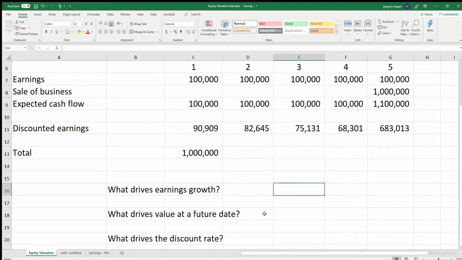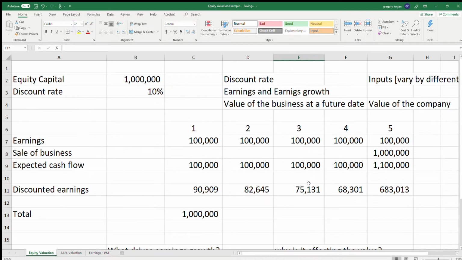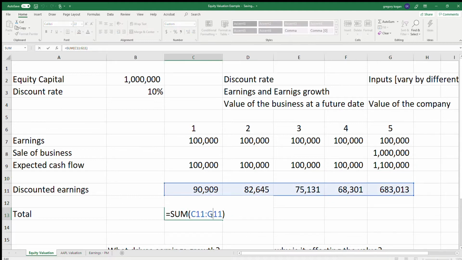So the earnings growth, first of all, why is it affecting the value? This is where we get into the model, and we say this is a business that is going to have $100,000 in income for 5 years, and then can be sold for $1 million. So the expected cash flow is 100,000, 100,000, 100,000, 100,000, and then 1.1 million. Now, if you discount that, this cash flow is worth $1 million.